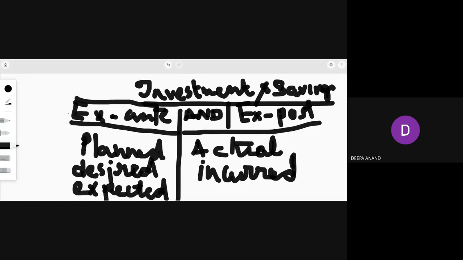How much you plan to save at different levels of income, that is known as ex ante saving. So these are the meanings of ex ante investment and ex ante saving.